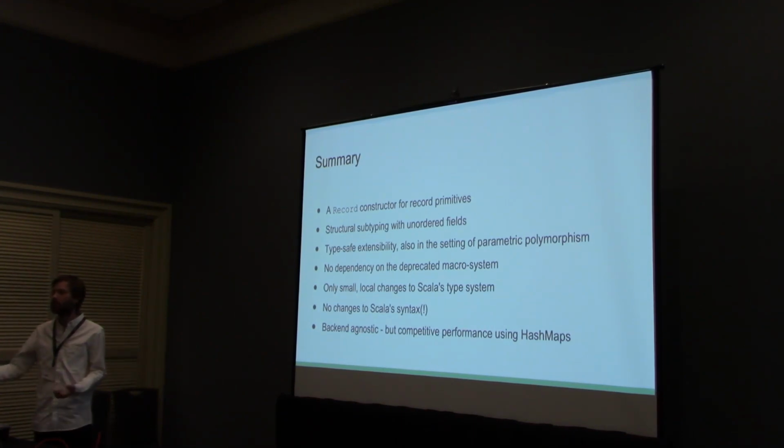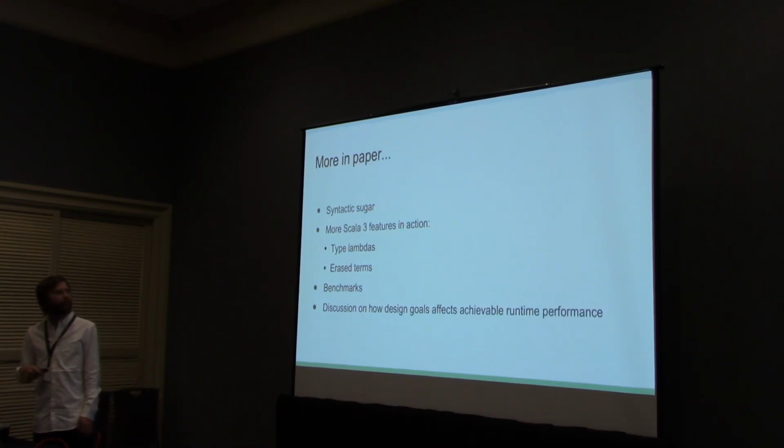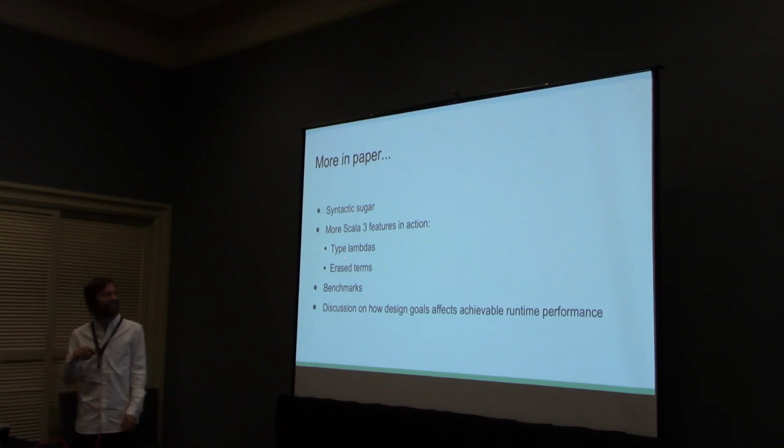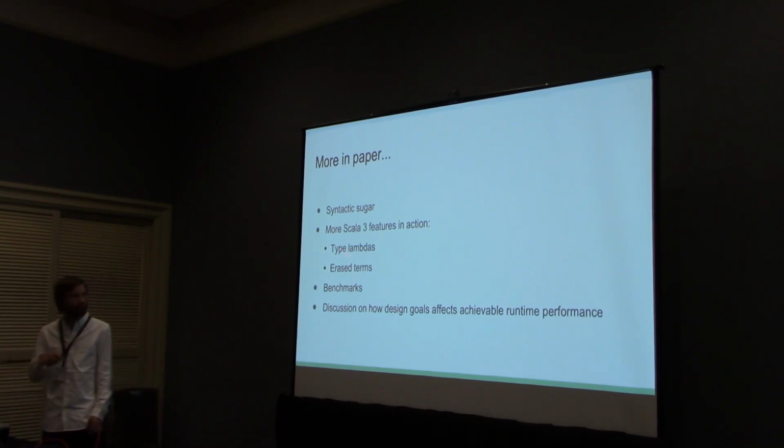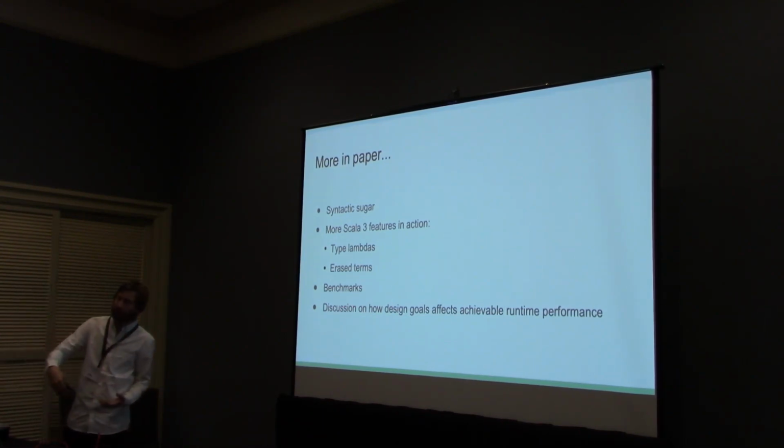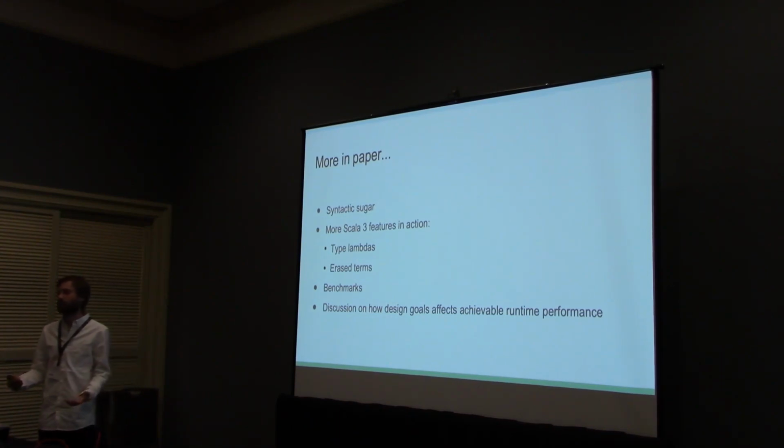So you could have a database underneath to get the values from or store, or maybe a Spark data frame or something. And the stuff that I didn't have time to cover here: we have some syntactic sugar to make it nicer to use these things. We use a broader display of Scala 3 features like type lambdas, erased terms, etc., more benchmarks. And we also have a discussion of how our design goals actually affect the possible performance. If we have a different set of design goals, it might be possible to get better performance.